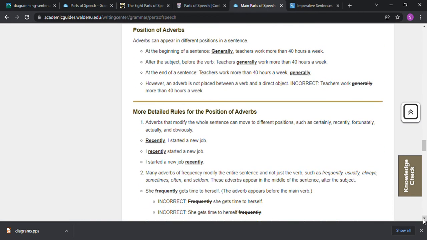So it says teachers generally work for more than 40 hours a week. At the end of the sentence, it says teachers work for more than 40 hours a week generally. So the adverbs can be in different places. It gives you more detailed rules for the positions of the adverbs. And you can see the ly at the end.